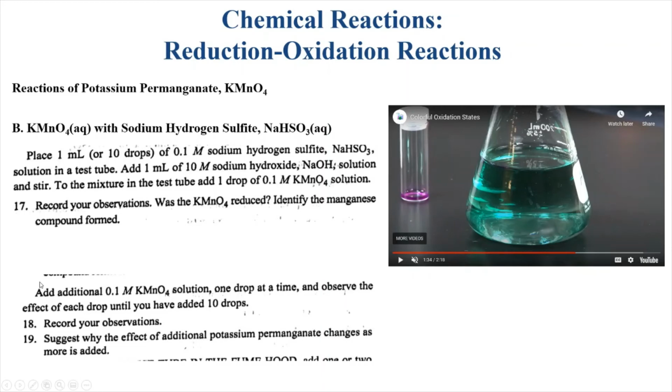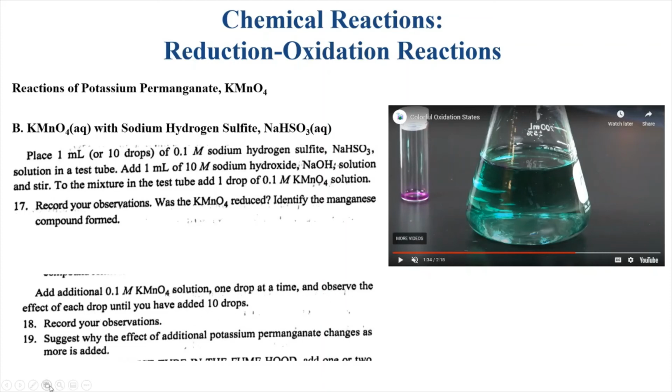Now, this is an interesting aspect to this redox reaction. There is no video for this because it's a bit difficult to display by video. But I'm going to explain exactly what happens when we do this second part. Once we've generated this nice colored compound, what the book asks you to do is continue to add 0.1 molar potassium permanganate, 1 drop at a time, and observe what happens until you've added a total of 10 drops.